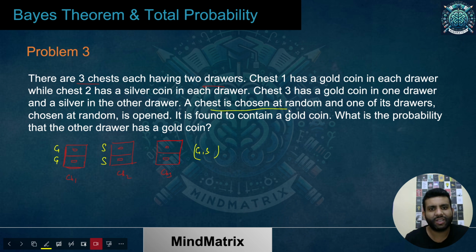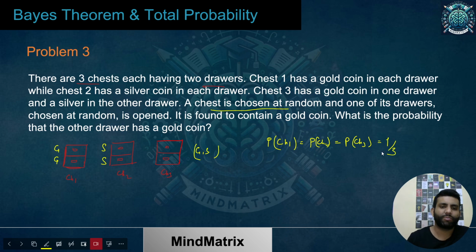A chest is chosen at random. Any chest is chosen at random. So you can find out the probability first. The probability of choosing chest 1 is the same as the probability of choosing chest 2, the same as the probability of choosing chest 3. That is 1 by 3. I hope this point is clear.